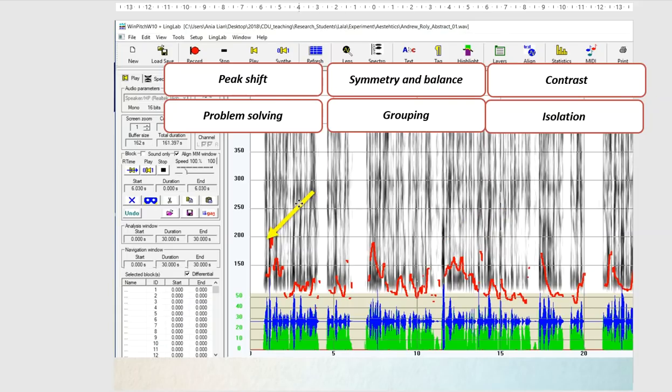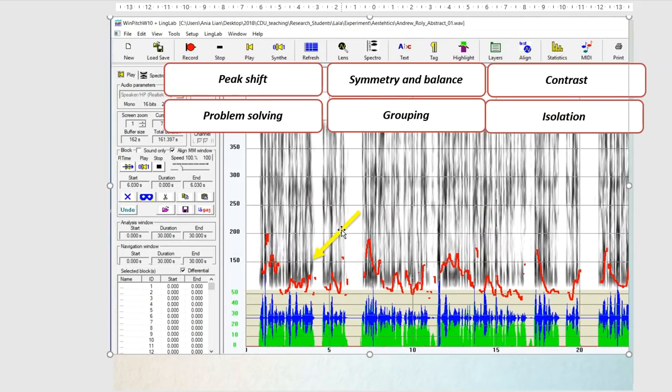So peak shift, symmetry, they all pretty much equal the groups. Contrast, we have contrast because we have very visible groups here, and they are divided by the jumps from high to low. Higher, not as high as this, but high, low, higher than the previous one, but low, higher than the previous one, but tendencies to drop.